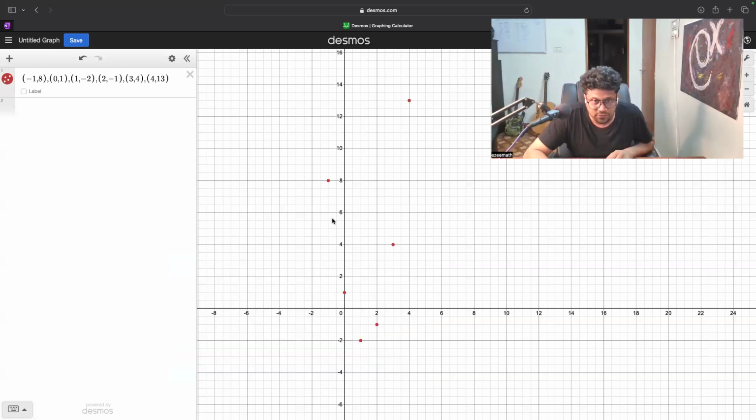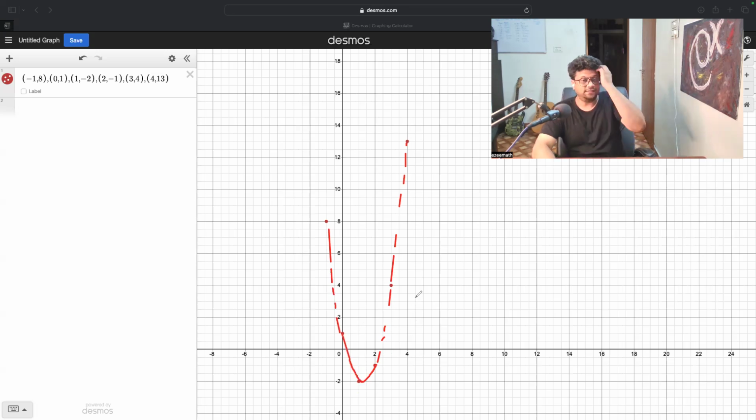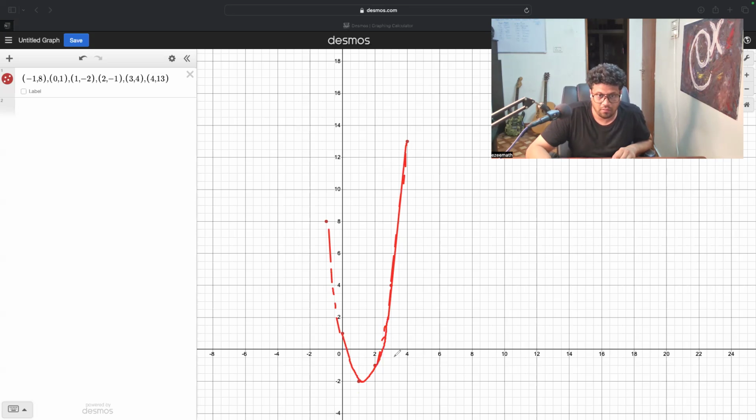Let's just see. So I'm going to make sure that this thing goes like that there. That's roughly my sketch of the quadratic. We can join it. Okay. That's about it. That's the most I can do over here.